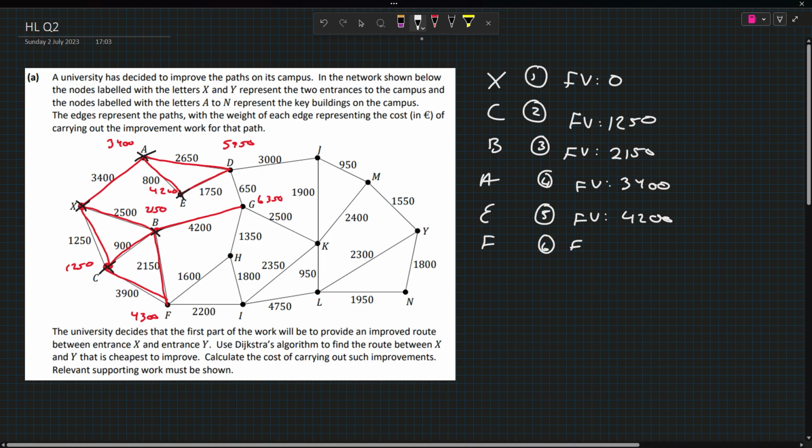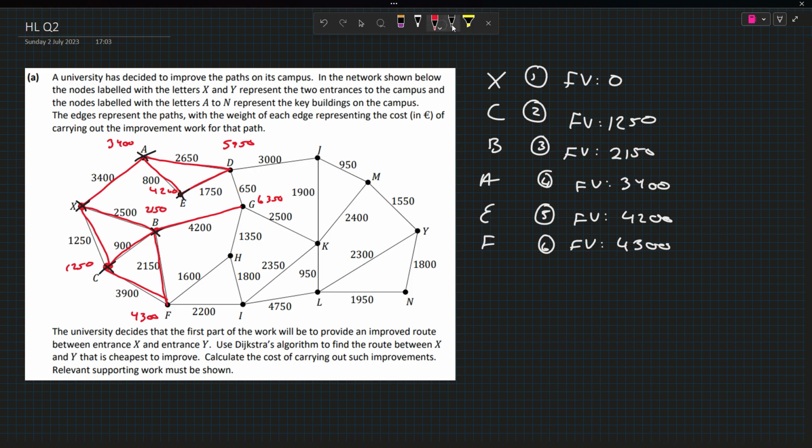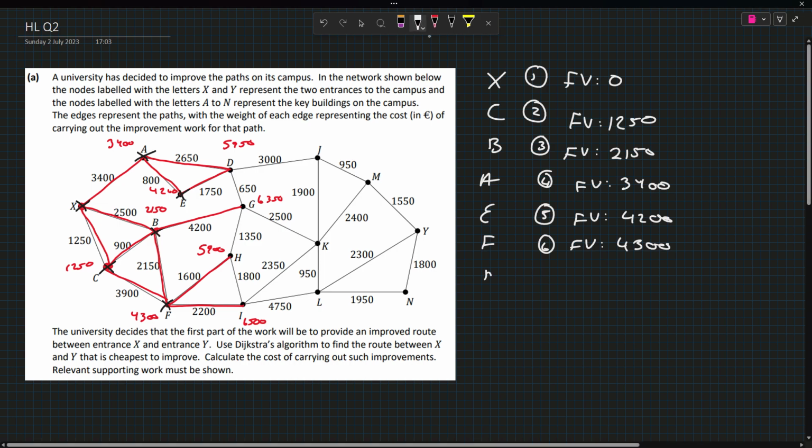Priority 6, final value of 4300. Now from F you can either go to H or I. So to H, that'll be a total of 5900 from the start. And here it'd be 6500 to I. And then that cancels out. So we have D, G, H, and I to pick from. The smallest being H at 5900. So H gets picked next.